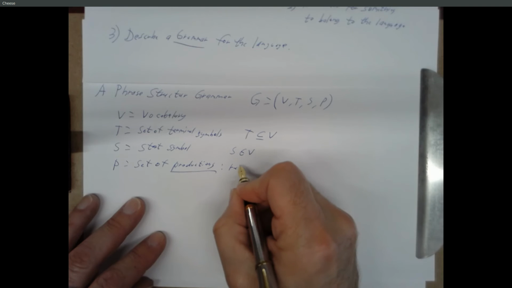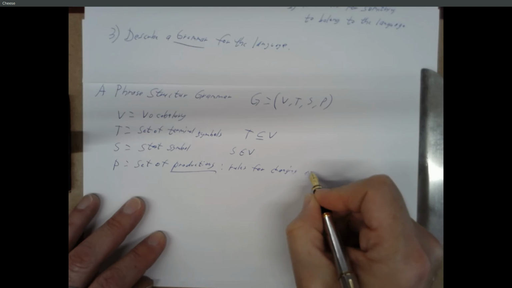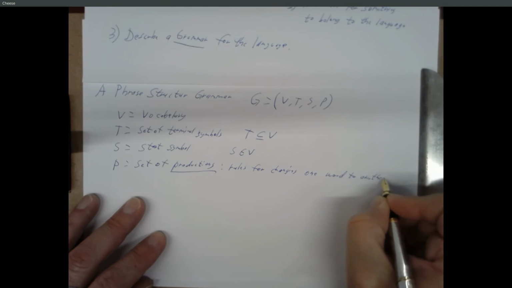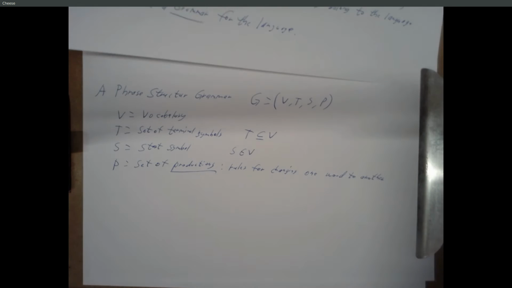Productions are basically rules for changing one word to another. But we'll make that formal presently. So a phrase structure grammar is a collection of these four types of things: a vocabulary, a subset of that called terminal symbols, an element of that called a start symbol, and then a set of these things that are called productions, or production rules, for replacing one word with another. So let's do some examples.